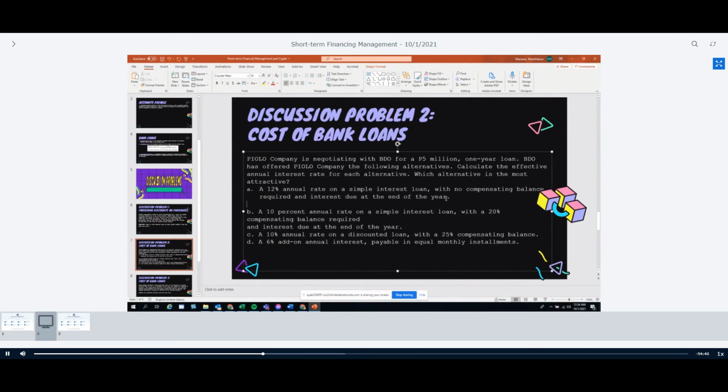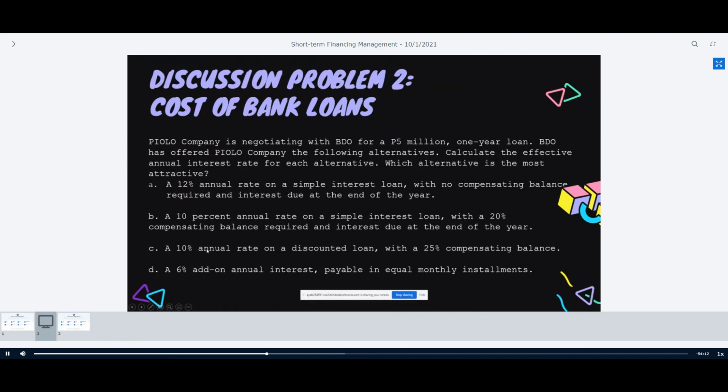Okay, ito muna para mas klaro. Letter B, a 10% annual rate on simple interest loan with a 20% compensating balance required and interest due at the end of the year. So later on, we'll also go over that one by one. Letter C, a 10% annual rate on a discounted loan with a 25% compensating balance. And finally, letter D, a 6% add-on annual interest payable in equal monthly installments.